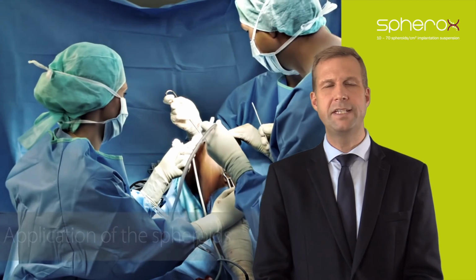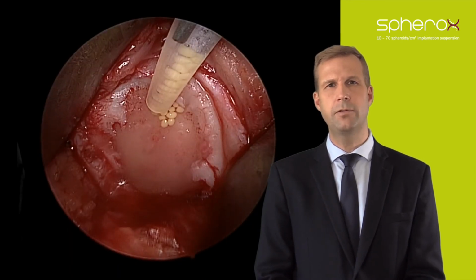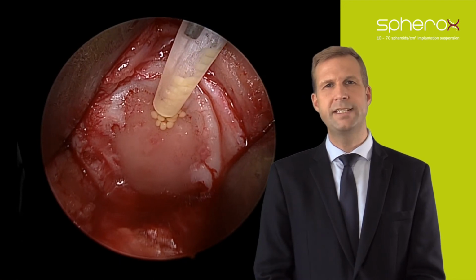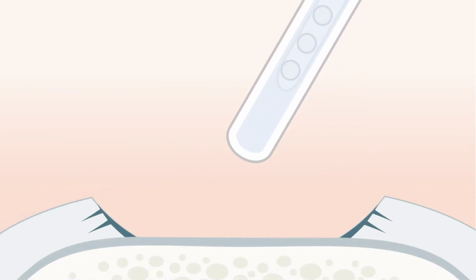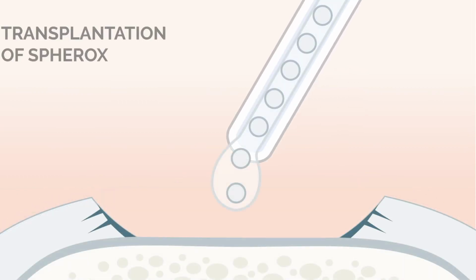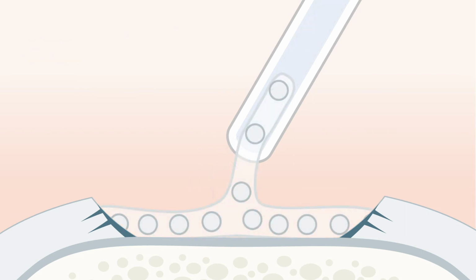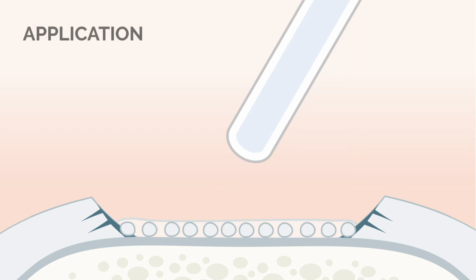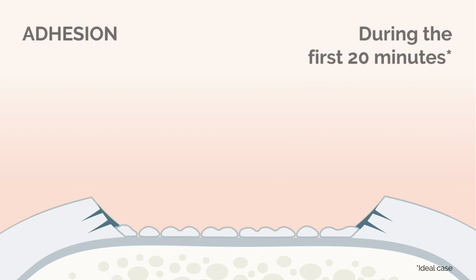After drying of the defect, the spheroids are applied onto the subchondral bone, using between 10 and 70 spheroids per square centimeter. After that, over a period of 20 minutes, the adherence of the spheroids is awaited. The spheroids have the characteristic to stick to the subchondral bone alone, so no additional fixation is needed.